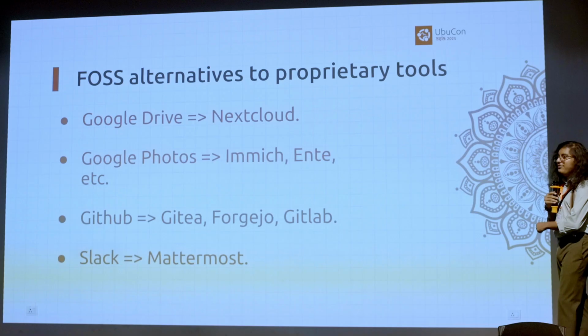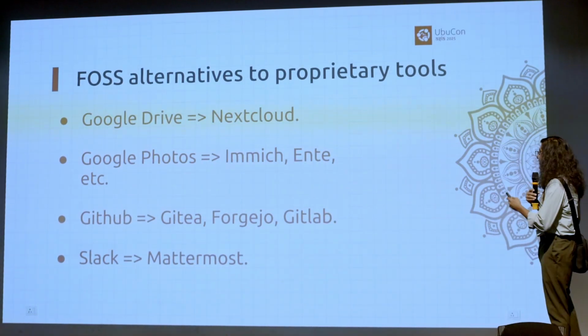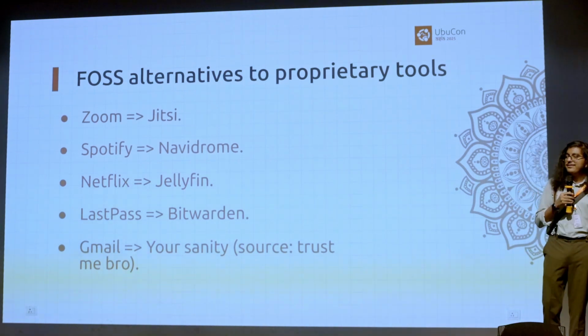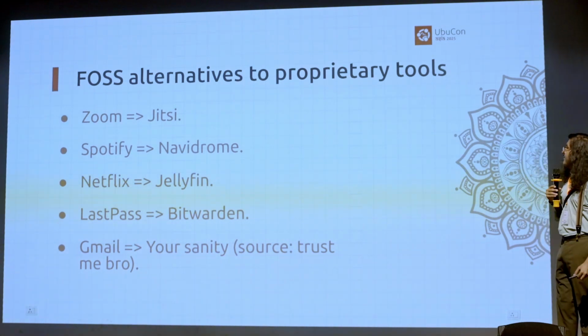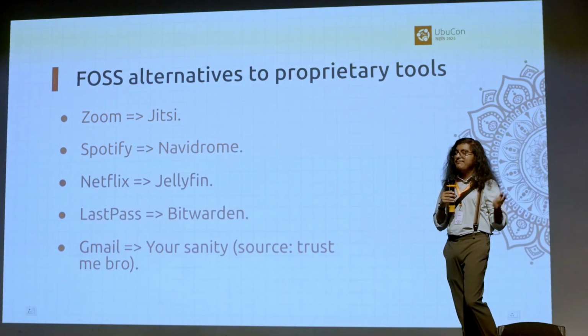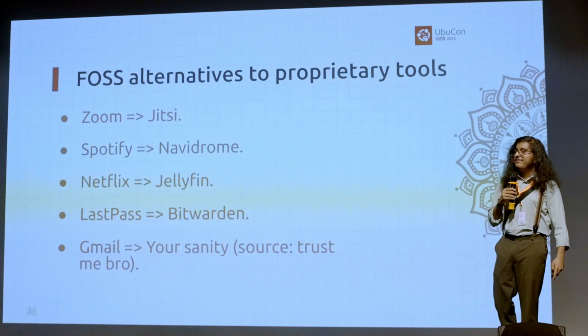For Slack, you can use Mattermost, which is also what Ubuntu uses, at least I think so. And then for Zoom, there's an alternative known as Jitsi Meet. It works very well. Then for Spotify, you have Navidrome. If you have CDs lying around at your home, you can just rip them and put them on Navidrome and you can access your music from anywhere.